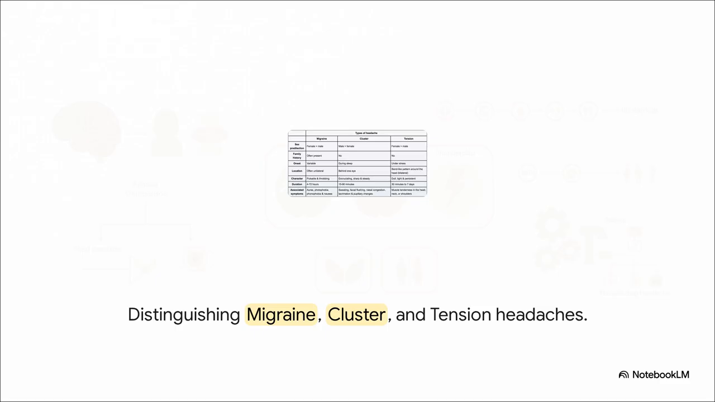Then you have cluster headaches, which are an entirely different beast. These cause excruciating, sharp, severe, unilateral, orbital, supraorbital, or temporal pain. They're much shorter, lasting 15 to 90 minutes, often hit during sleep, and are accompanied by ipsilateral autonomic features. So think sweating, facial flushing, nasal congestion, lacrimation, and just this intense physical restlessness.